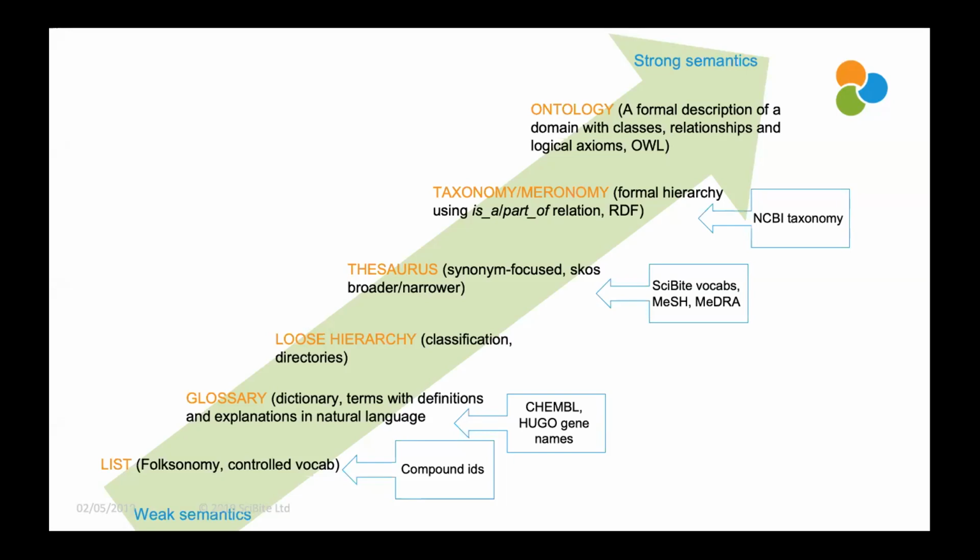And then up to the slightly more formal taxonomies and meronymies, which use the more strictly defined is-a relationship or part-of relationship, which can be described in RDF format. An example of this would be the NCBI taxonomy, which is a strict subclass, is-a hierarchy. And then finally, up to ontologies themselves, which are very formal descriptions of a domain, with classes, as I've said, and relationships that operate between them, usually with some logical axioms as well. There's a variety of ways of describing an ontology, but one common way is the Web Ontology Language, or OWL. Some examples of formal ontologies would be the Gene Ontology, Human Phenotype Ontology, the EBI's Experimental Factor Ontology, and the Uberon anatomy ontology.